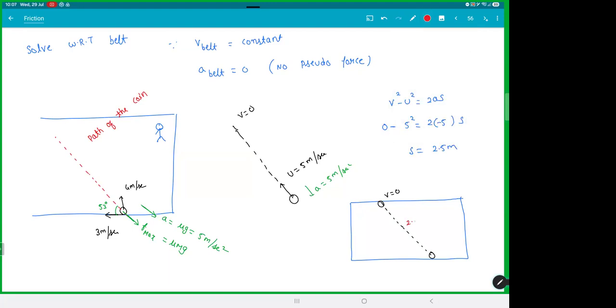And this length was 2.5 meters, and this angle was 53 degrees. So this was the width W. So sine 53 is W by 2.5, and sine 53 is nothing but 4 by 5. That gives you W is equal to 2 meters. Check. So if you stop the belt, suddenly the question becomes easy to see. Is the thing clear, everyone?